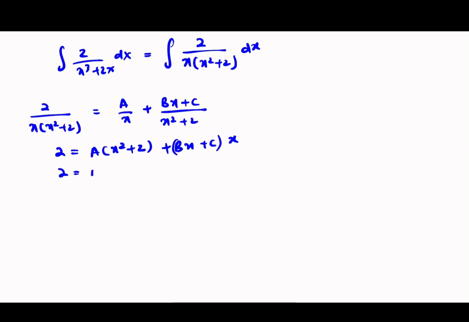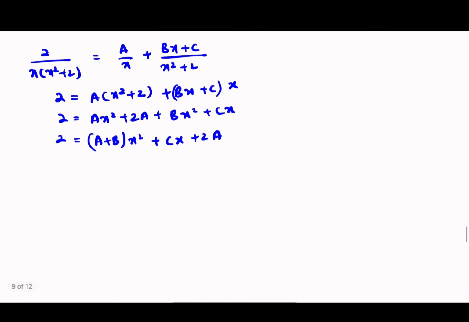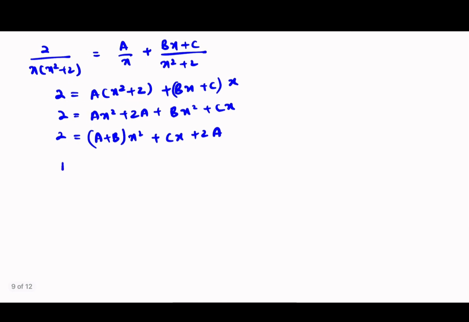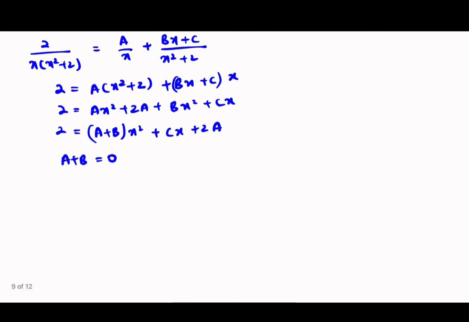Okay, then 2 is equals to ax squared plus 2a plus bx squared plus cx. Samakan dia punya momentum. Samakan x squared dengan x squared. So, a plus b times x squared. And then factorizekan dia. So, kita ada cx plus 2a. Then, kita akan comparekan: a plus b is equals to 0, c is equals to 0, and 2 is equals to 2a. So, a is equals to 1. So, 1 plus b is equals to 0. So, b is equals to negative 1.